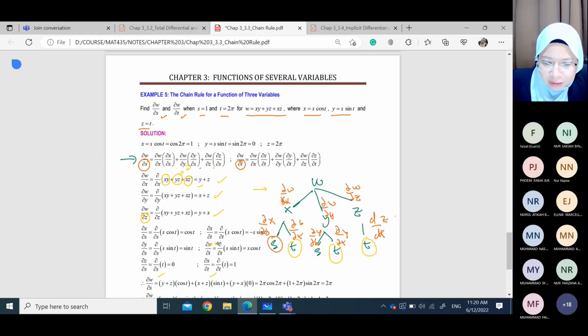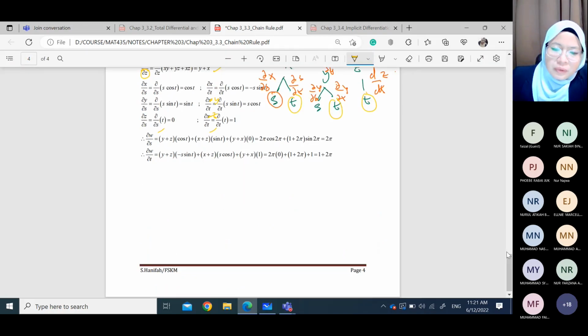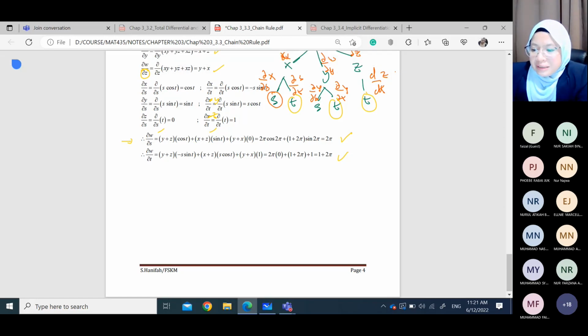This one is z. Alright, and next part, the last method. We enter all the information that we have obtained into the formula. Then here we have this answer. The derivative with respect to s on w is about 2 pi, and the derivative with respect to t on w is about 1 plus 2 pi. Okay, any question?